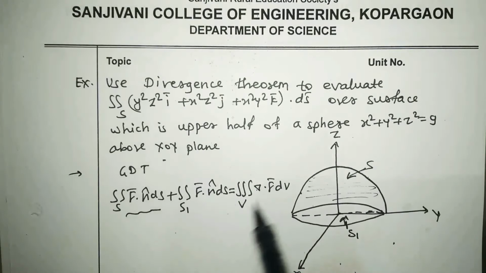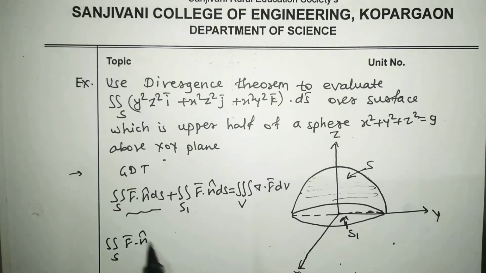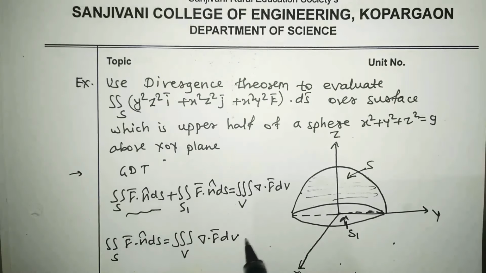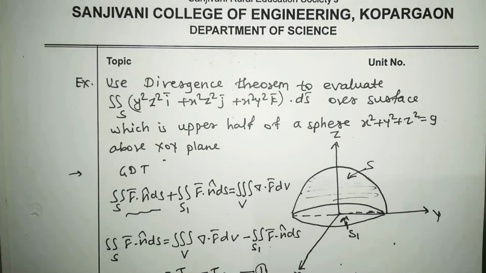So out of that we have to evaluate only this. So this term goes to RHS. We will get double integration over S f bar dot n cap dS is equal to triple integration over V del dot f bar dV minus double integration over S1 f bar dot n cap dS. So this is equal to I1 minus I2. This integral as I1, this integral as I2. Call it equation number 1. We have to evaluate this.